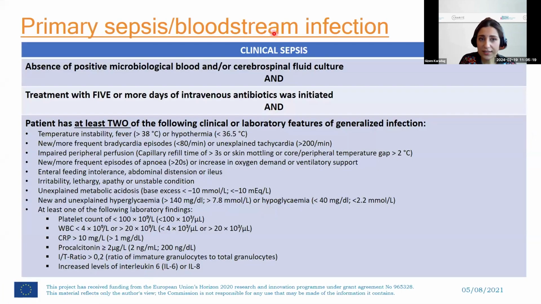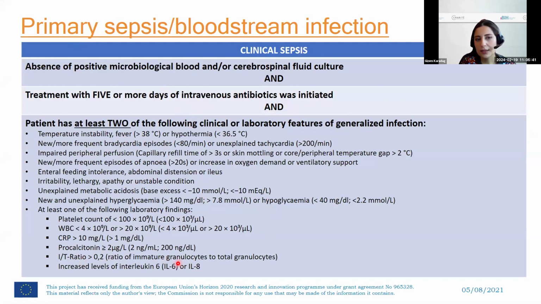So I start with the clinical sepsis criteria. As you see, the criteria are an absence of a positive culture, blood or cerebrospinal culture, and then we need a treatment with 5 or more days of intravenous antibiotics, and at least 2 of these clinical or laboratory features.